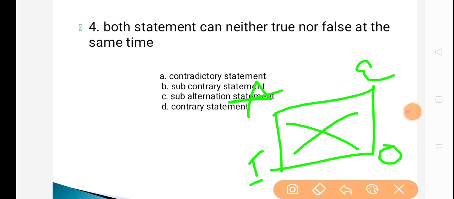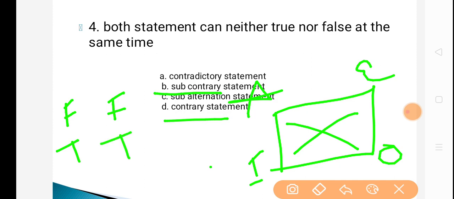When we check the contrary statement, it says that both cannot be true at the same time, but both can be false at the same time. Then we move toward the subcontrary statement. What does it say? Both cannot be false at the same time, but both can be true. At the same time, it became true.